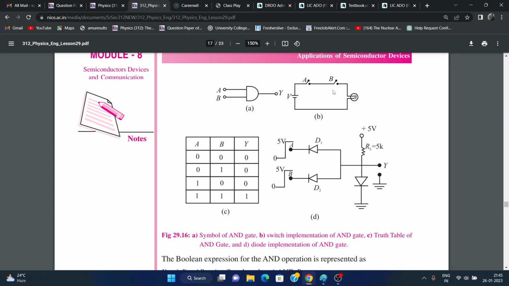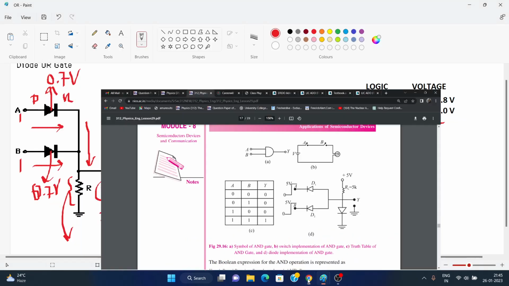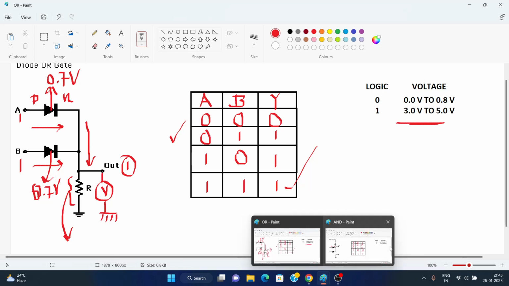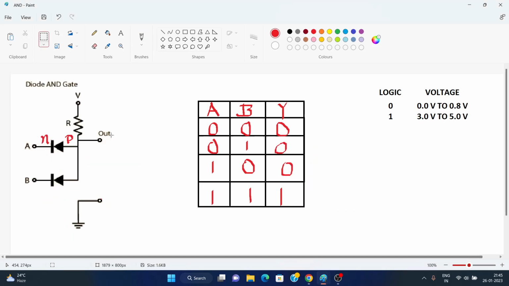Only when A and B, both of the switches are closed, current will pass through the bulb, and inevitably we get the output as 1. The bulb will glow. Now about the diode circuit. This is a better circuit for the AND gate, and here the same rule will follow for the logics.